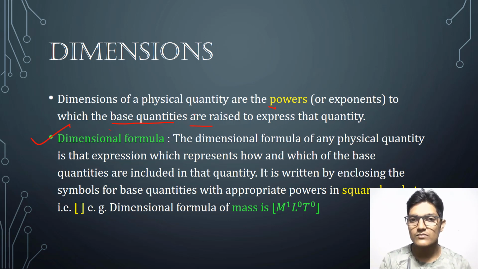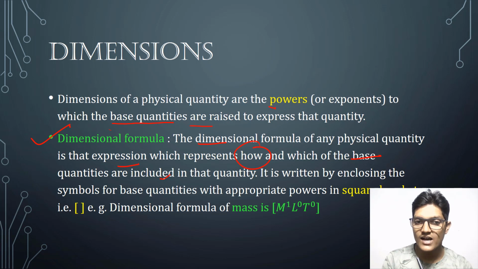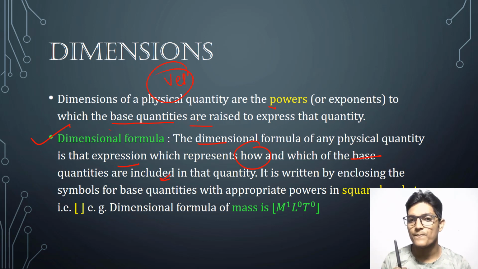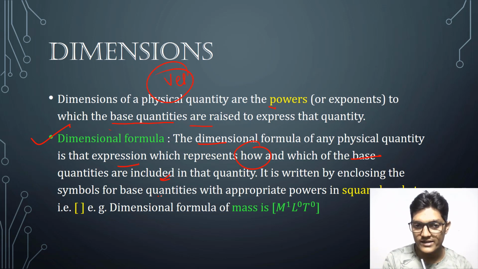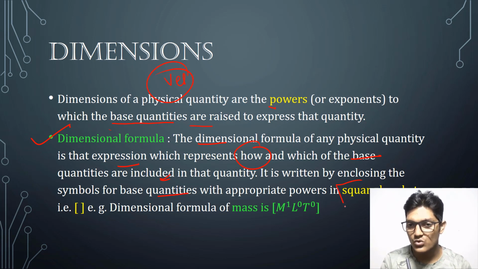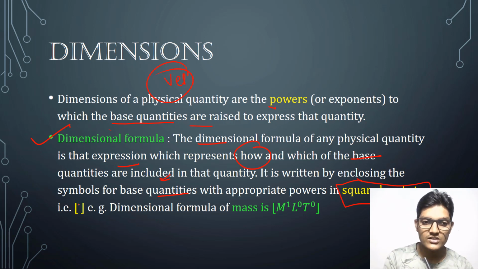The dimensional formula of any physical quantity is that expression which represents how and which of the base quantities, the fundamental quantities, are included in that quantity. For example, if we discuss velocity, I want to find out how many base quantities are included in velocity. It is written by enclosing the symbols for base quantities with appropriate powers in a square bracket. So that is important. You can see this is our square bracket.